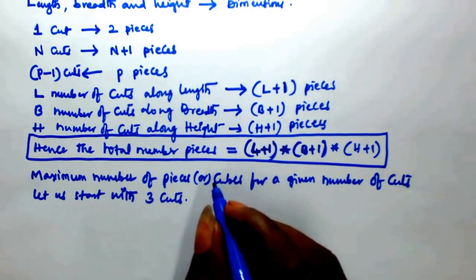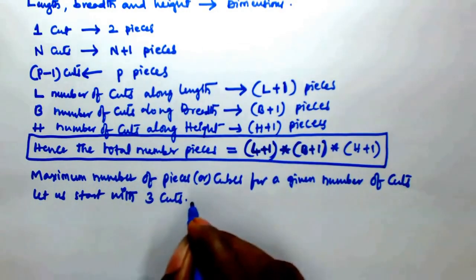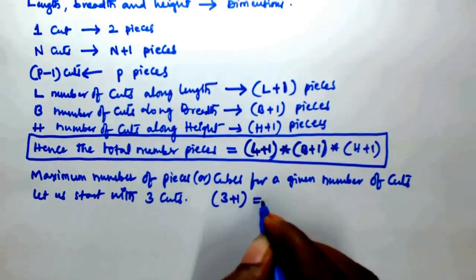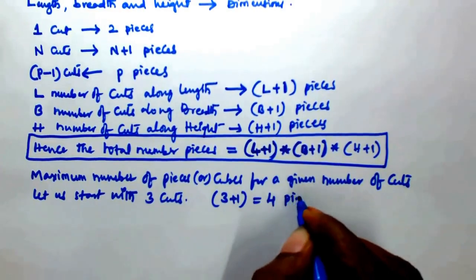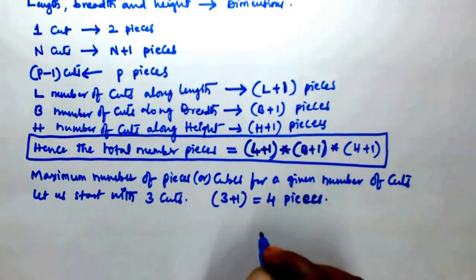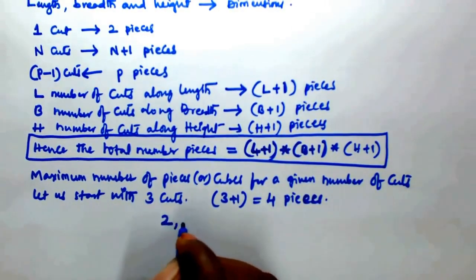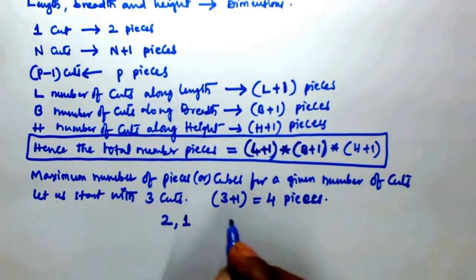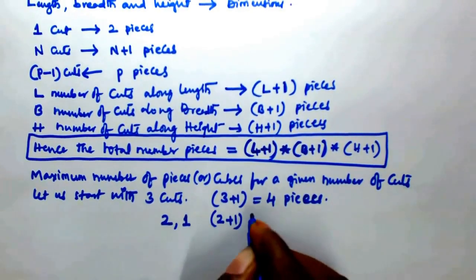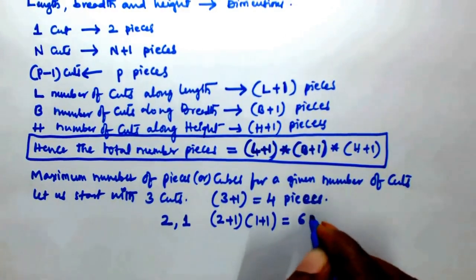Now we know that if we make these three cuts along a particular dimension, then we will get 3 plus 1 pieces. So that is 4 pieces we will get. If we make two cuts along one dimension and one other cut along another dimension, then we will get 2 plus 1 into 1 plus 1 pieces. So that is going to be 6 pieces.